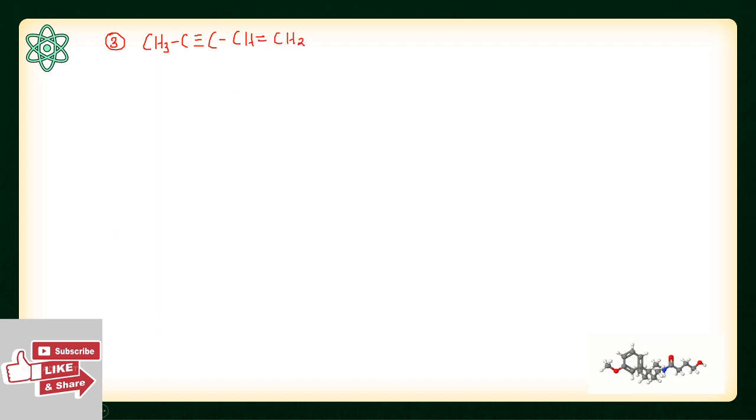So here also we can see that there is a triple bond as well as a double bond. First step is to simply count the number of carbon atoms. You have 5 carbon atoms here. Now between the second and third, you have a triple bond, and between the last two, you have a double bond. So this is the bond line representation.